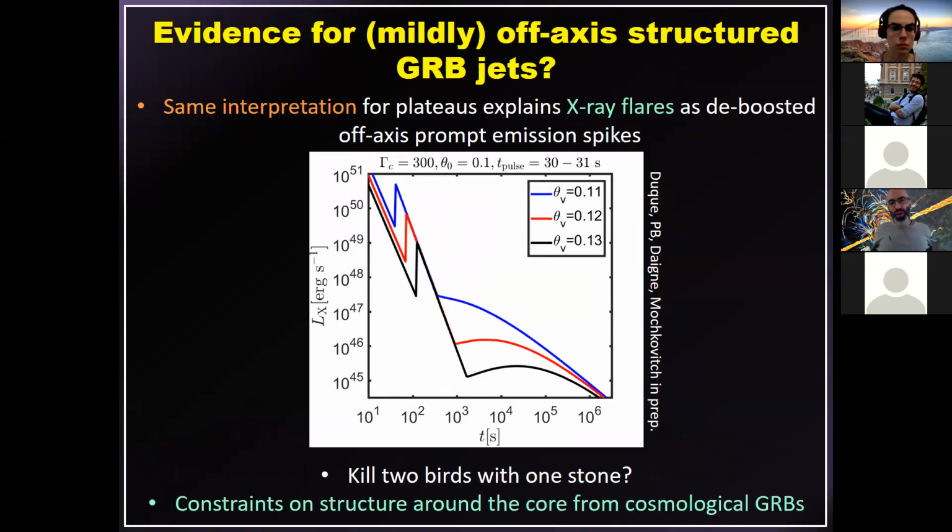If this interpretation is correct, one nice feature that we are now exploring, and this is still in preparation but should be out soon, is that the same interpretation will also suggest that we can explain X-ray flares from de-boosted prompt emission. So imagine now that you're viewing slightly off axis, there is something that would have produced a prompt emission spike if you were to see it along the core of the jet, but now you're off axis, so it's relativistically de-boosted, so it will appear at later times, at lower frequencies, and it may look like this flare that is seen in X-rays in GRB light curves.